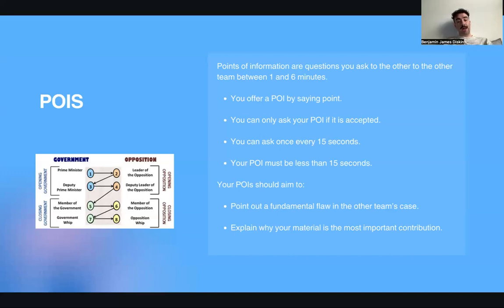Now, if your diagonal doesn't offer you a POI, but the team either in your opening or your closing does, so let's say you're at opening government, closing opposition doesn't offer you a POI, but opening opposition does, or equally you're at closing government and opening opposition doesn't offer you a POI, but closing opposition does, you're well within your rights to take the POIs that have been offered. You can't force a team to offer a POI, and you won't be penalized for not taking a POI from your diagonal if it was not offered.